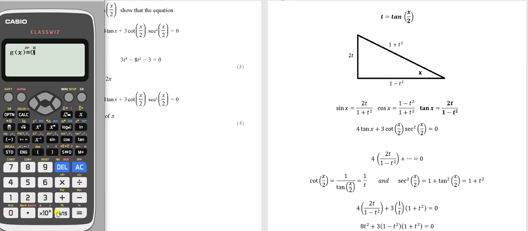G of x can be 0. That's what I'm hoping to get out when I put the correct numbers in. And then again, we're going to try minus 4 pi by 3. And reassuringly, that one works. Now we can try minus 2 pi by 3.